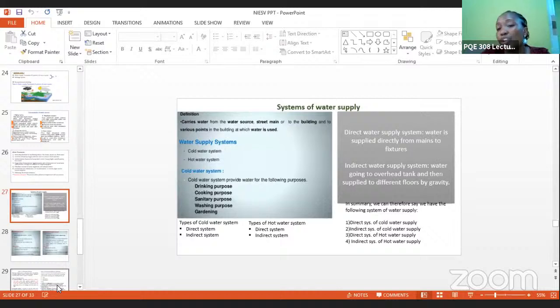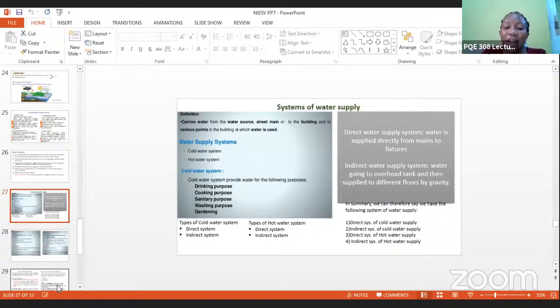A boiler has been introduced to heat up cold water, and that is when you say, okay, this water is cold and this water is hot. You understand? So when you're talking about types of cold water, I can now say we have direct system of cold water, I'm going to explain, and we can say we have indirect systems of cold water. Also, talking about hot water, because you've boiled this, you've introduced a boiler, your water is now hot instead of cold. You can say you have direct system and you have indirect system.